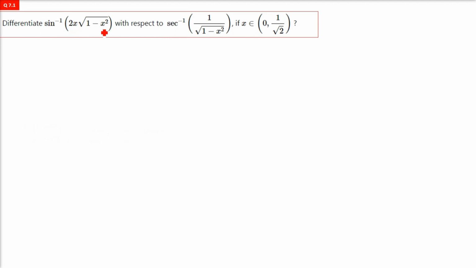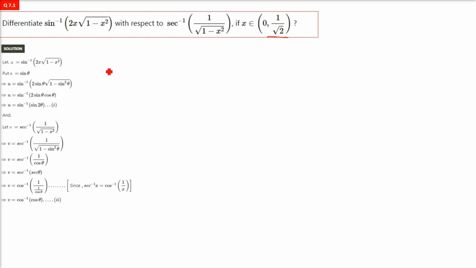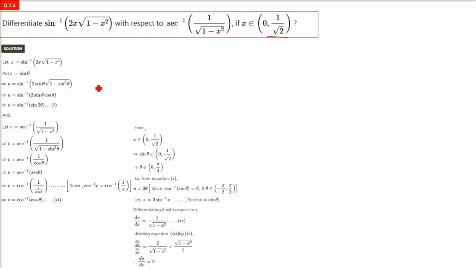Differentiate this term with respect to this term. Again, a lot of trigonometry, a lot of trigonometric equations. I would suggest those who are not following this to go back and learn all the trigonometric formulas again and again, because we are just simply using them here.